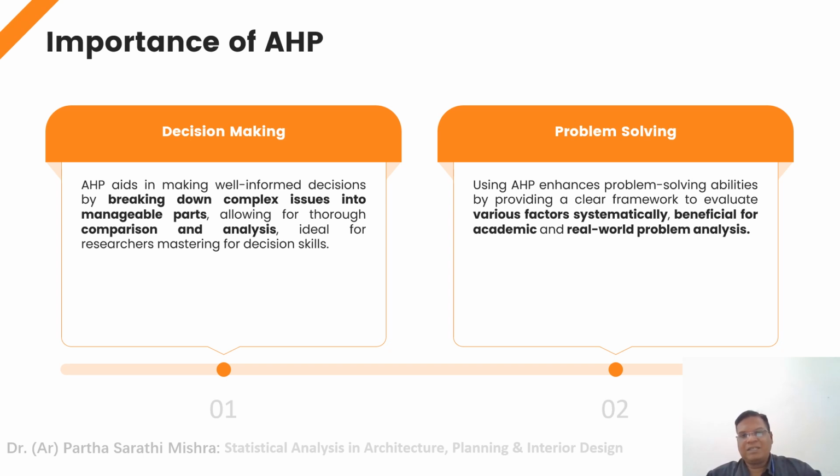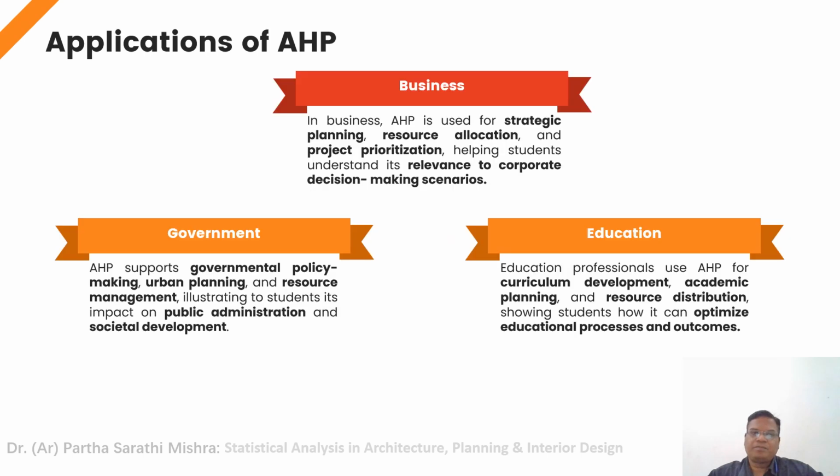Using the AHP process enhances problem solving abilities by providing a clear framework to evaluate various factors systematically, beneficial for academic and real world problem analysis. Most agencies, companies, and institutions are dealing with this AHP process, and it is a very common MCDM process, that is, the multi-criteria decision making analysis process.